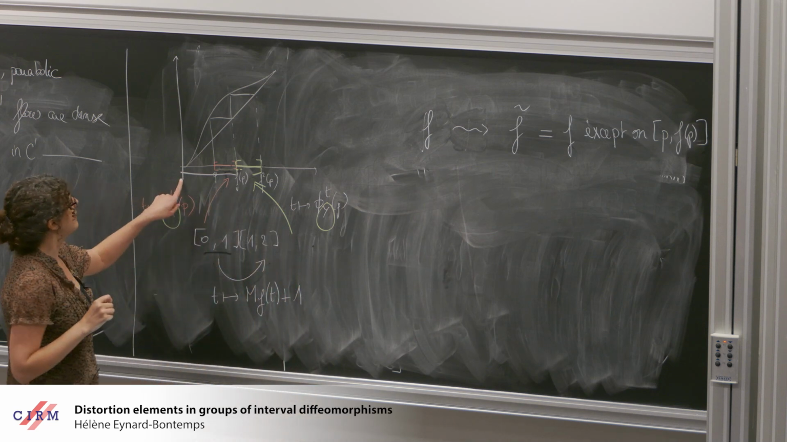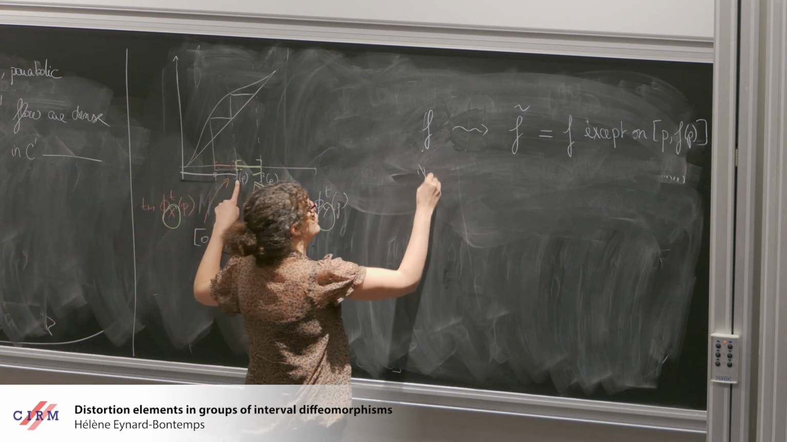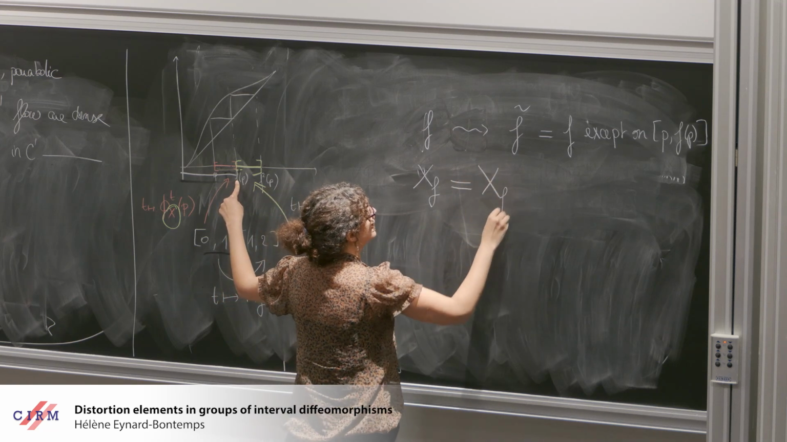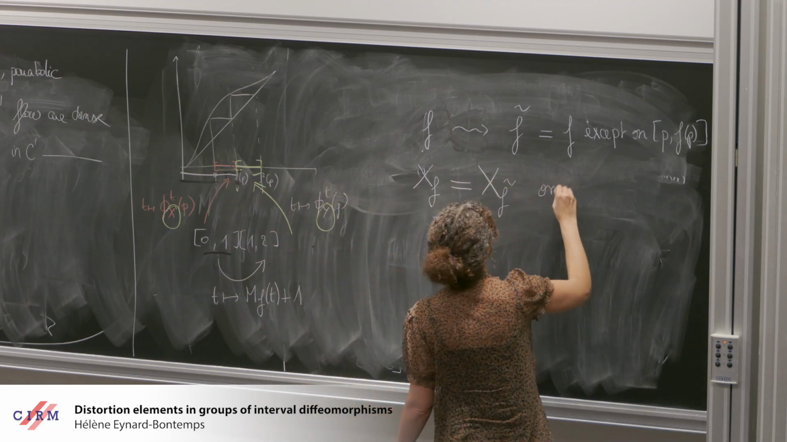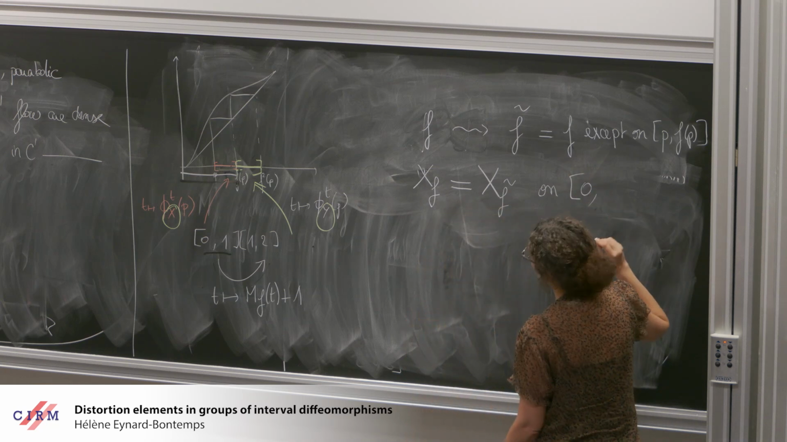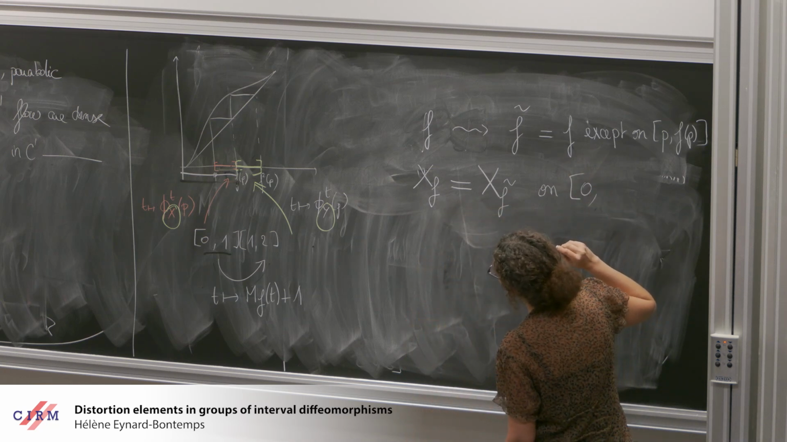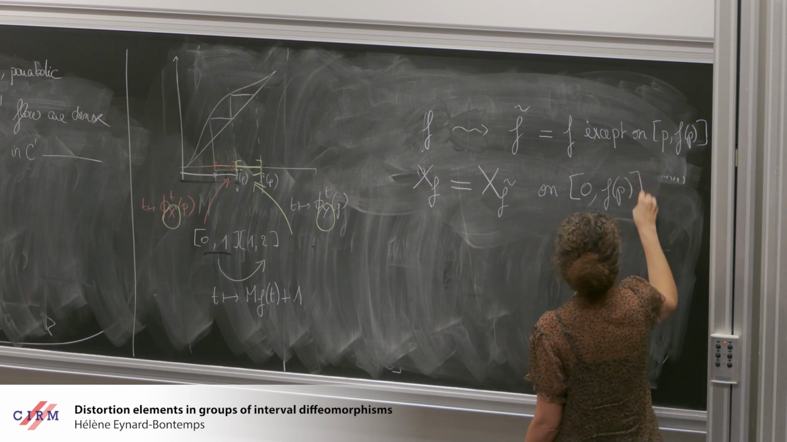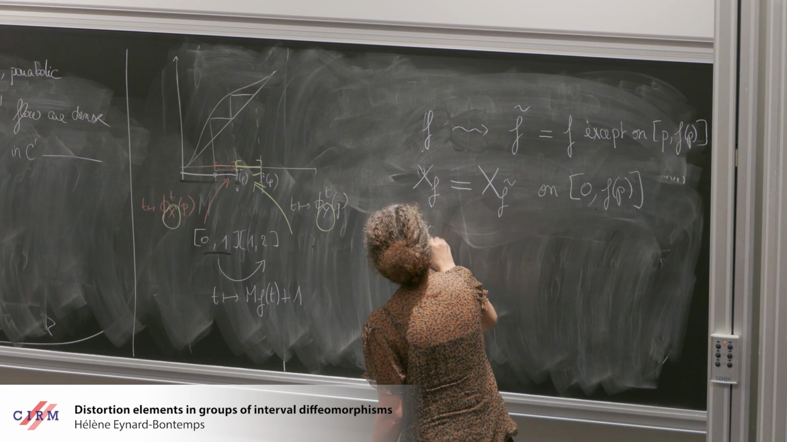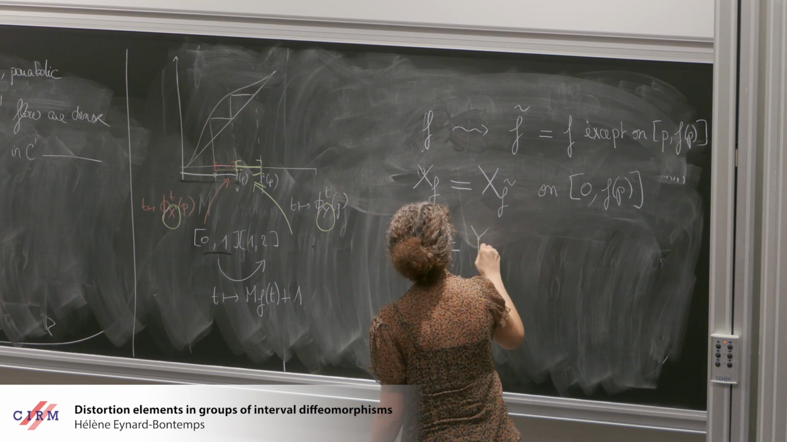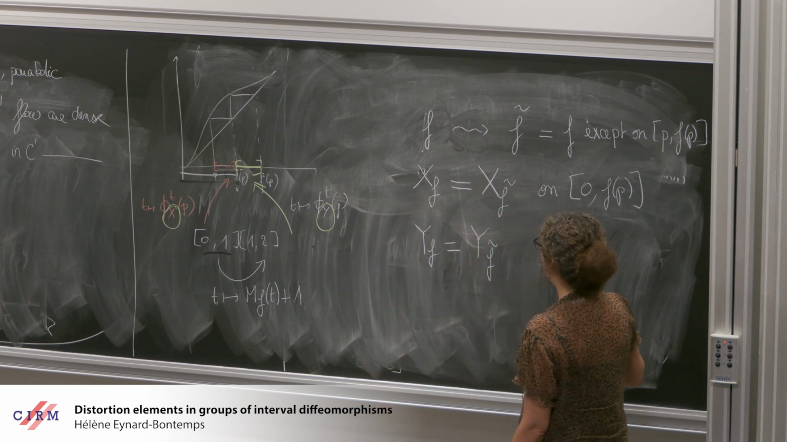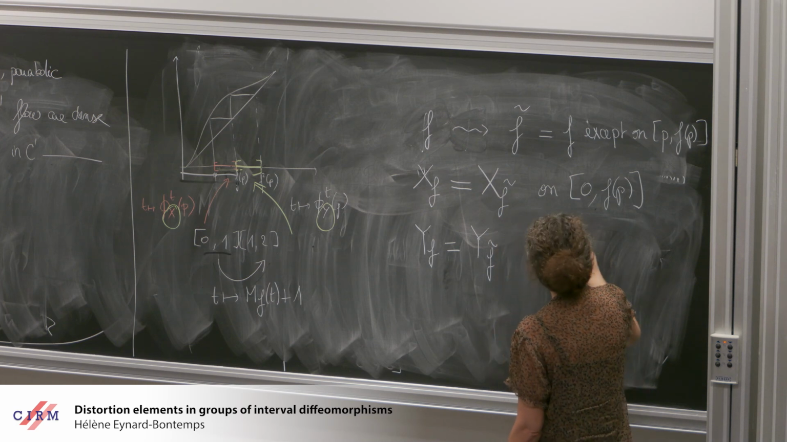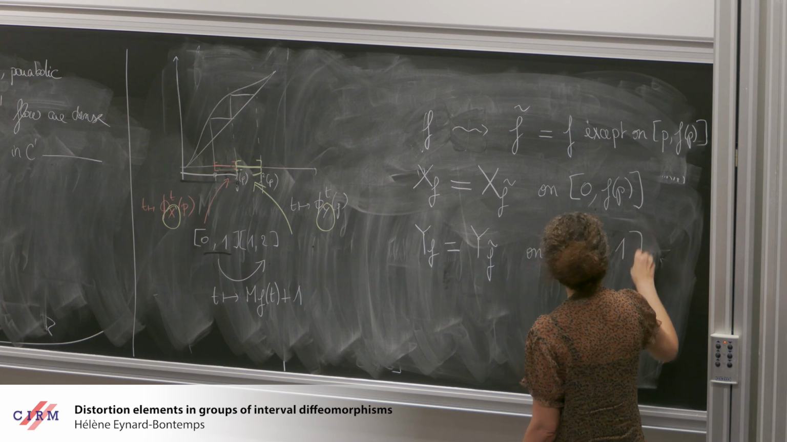I claim that actually the left Sekeres vector field of F is going to be equal to the one of F tilde, all the way up to F of P. And the right Sekeres vector field of F is going to be equal to the right Sekeres vector field of F tilde here.